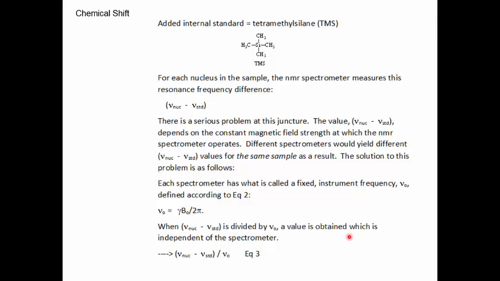A chemical agent is added to the sample being analyzed. This agent functions as an internal reference standard. It provides a fixed resonance frequency signal that can be compared to the resonance frequencies of all sample nuclei. Now, the reference standard that is always used for all NMR spectra is an organosilicon compound called tetramethylsilane, or TMS for short. Here's its chemical structure: 4 methyl groups on a central silicon atom.